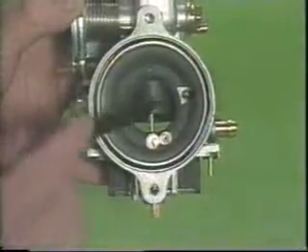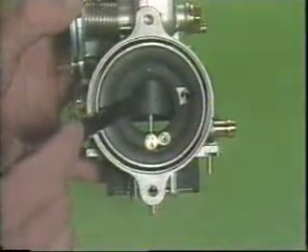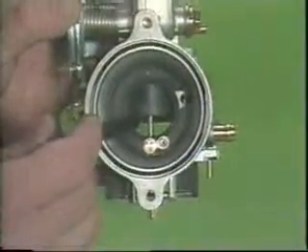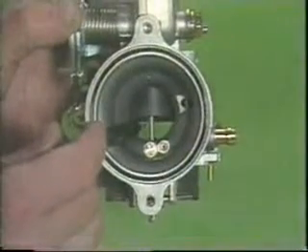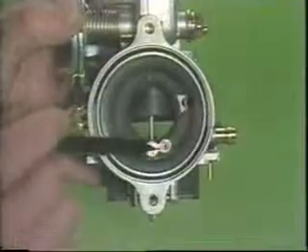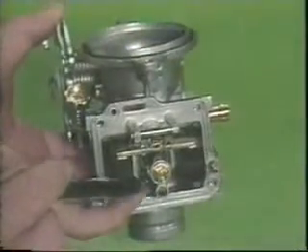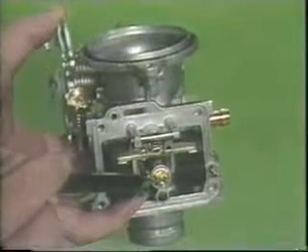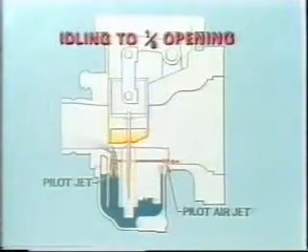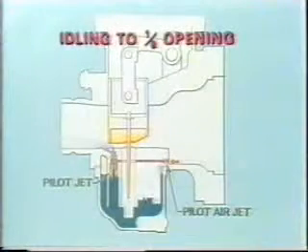The most important parts for different throttle opening ranges are the throttle valve, jet needle, pilot air jet, pilot jet, and main jet. A pilot air screw is not used on the RD500.